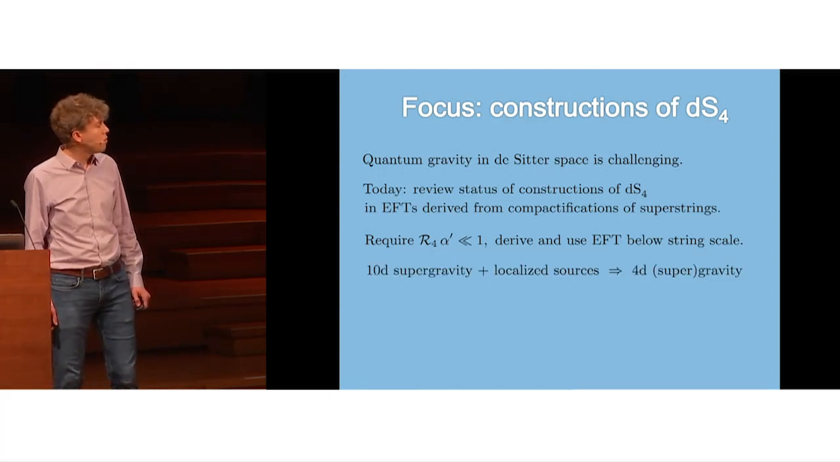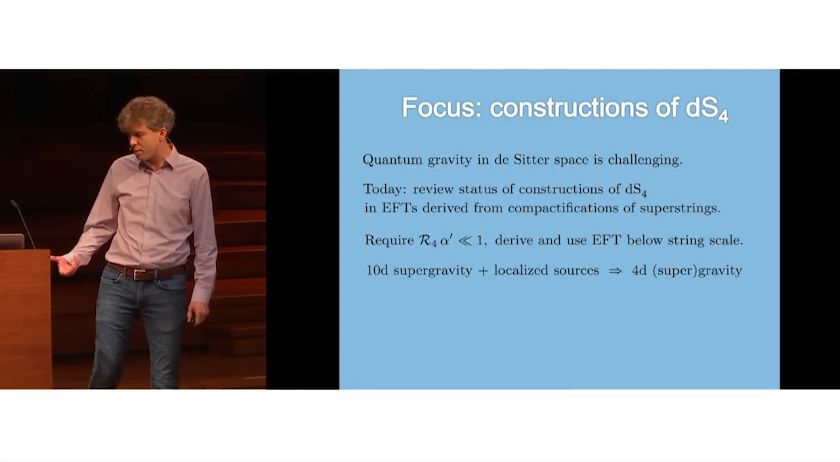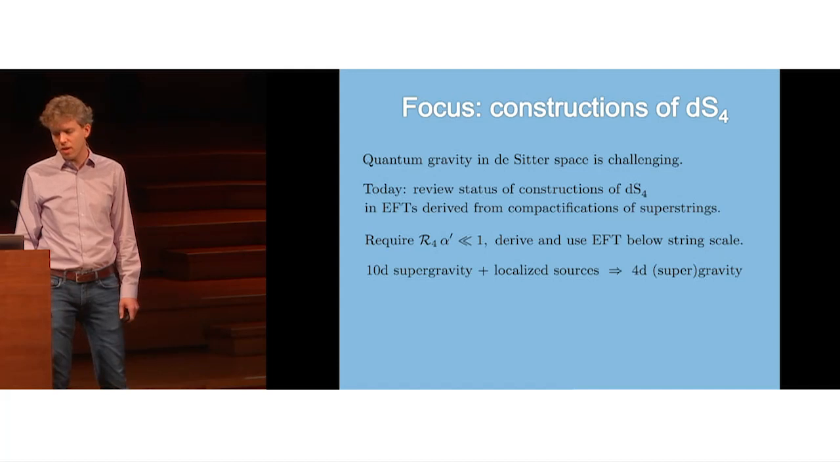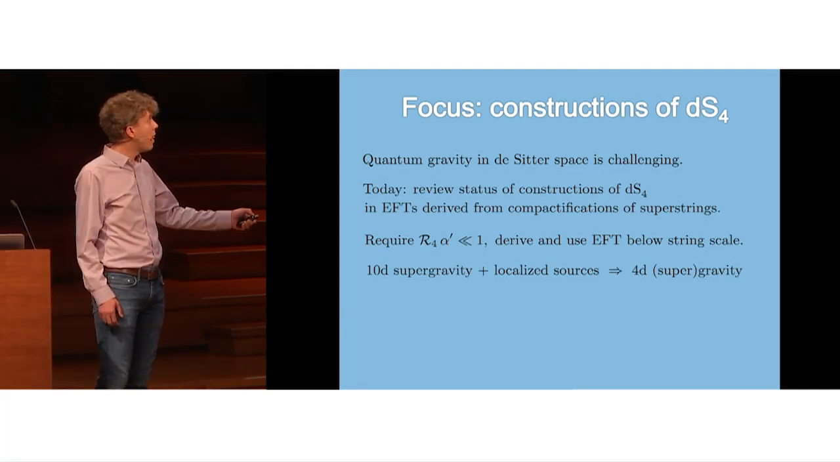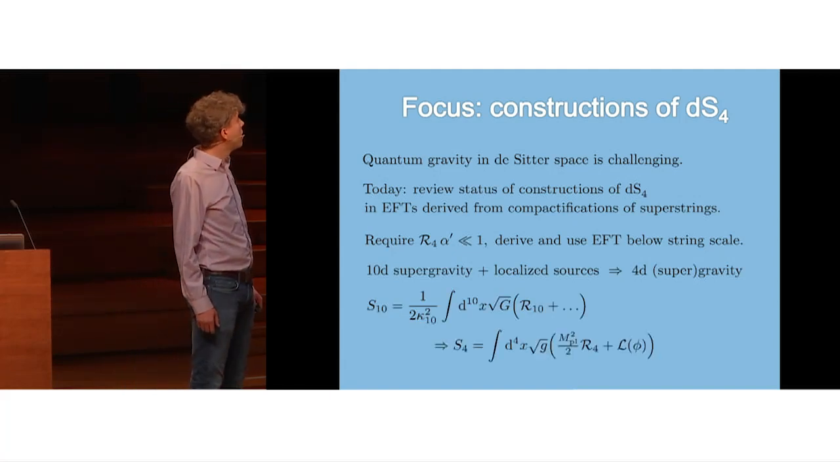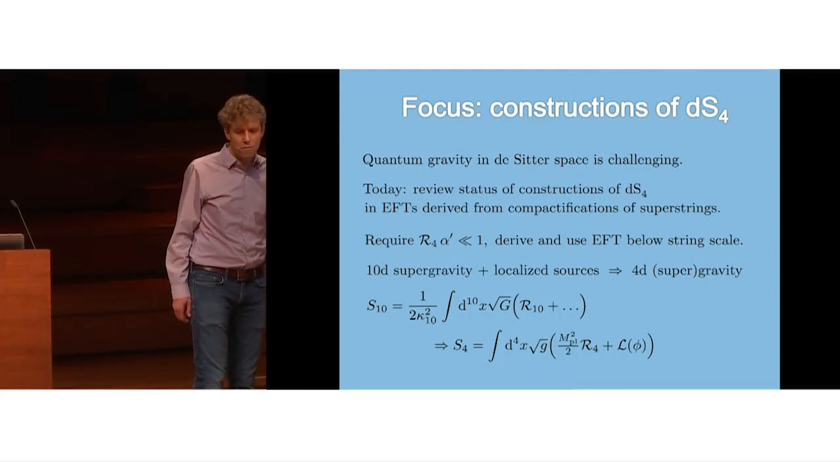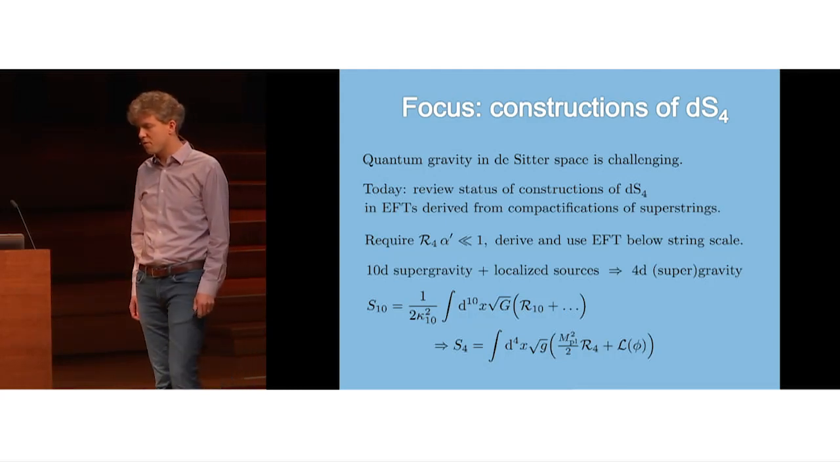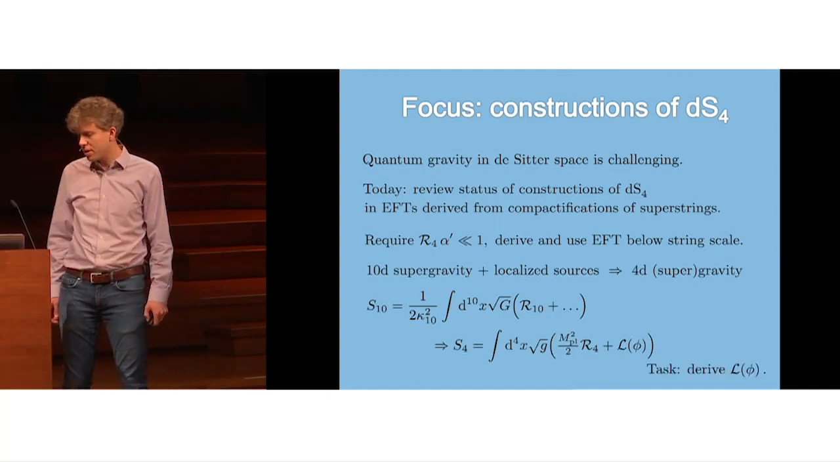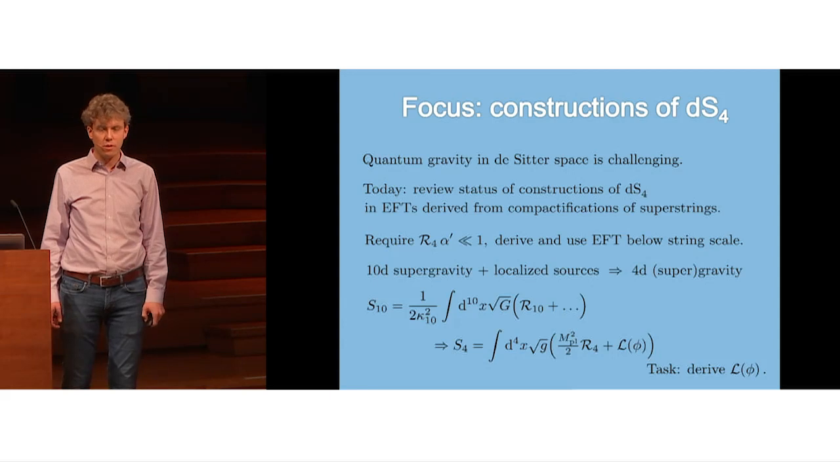Now, the approach will be as follows. We'll start with 10-dimensional supergravity plus a collection of localized sources from string theory, D-branes, orientifold planes, etc., and we'll obtain thereby a four-dimensional gravity or supergravity theory. So depending on what we start with in 10 dimensions, we'll have a collection of possible terms here, and in 4 dimensions, among other things, we'll arrive at a Lagrangian for some scalar fields, moduli fields. And the task is to figure out what that Lagrangian is and whether it has de Sitter minima.